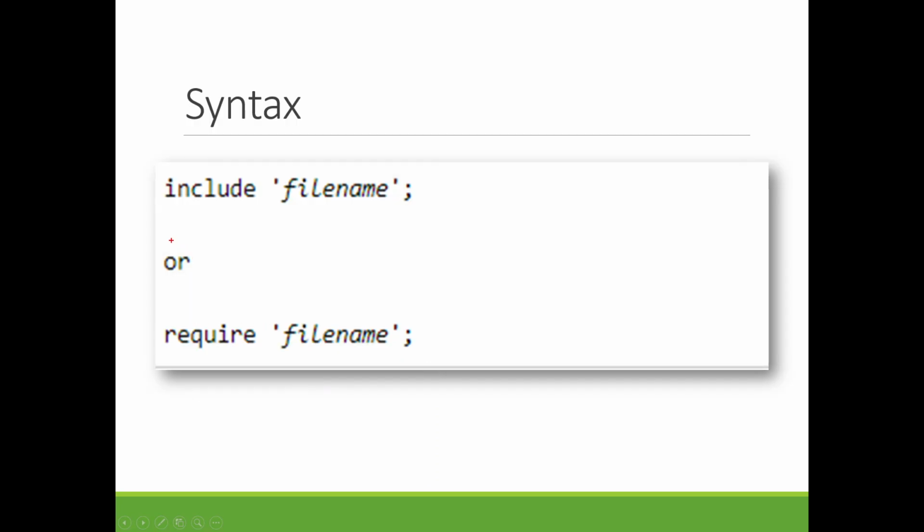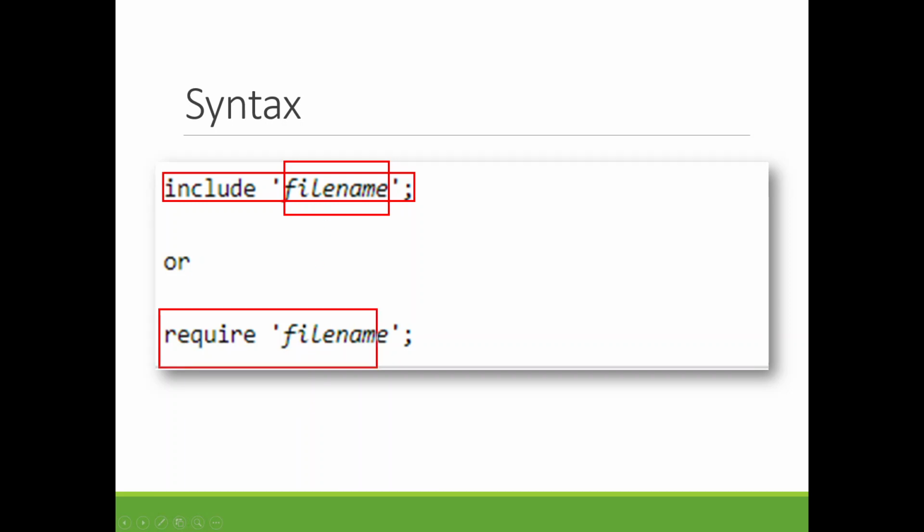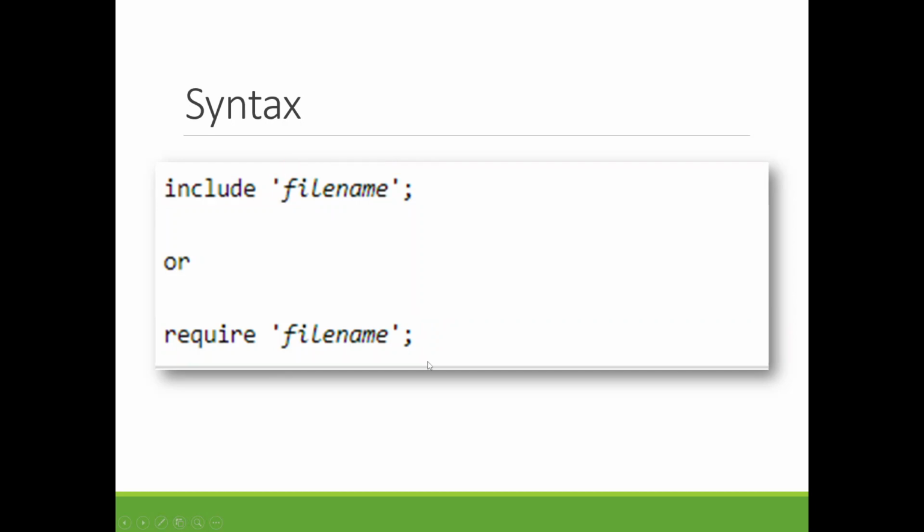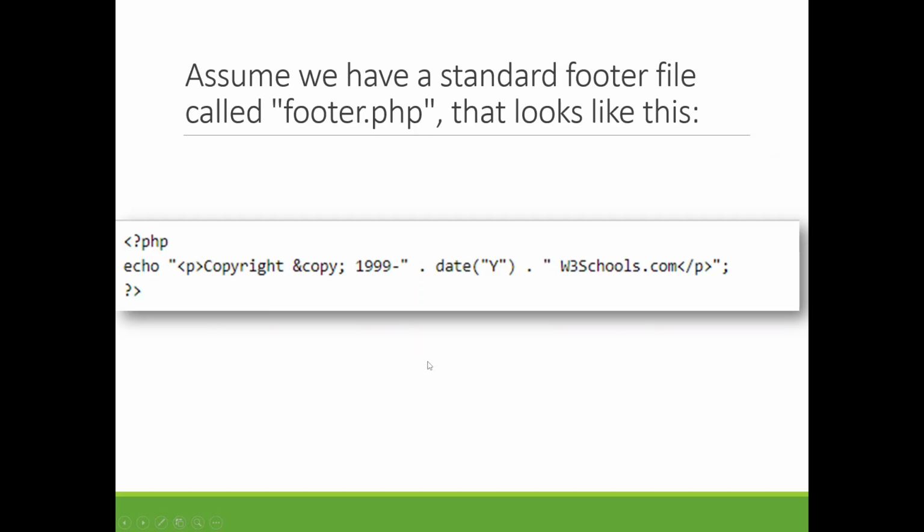So the syntax for that is just simply like that: the include keyword, then you can use double or single quotes, then the file name and the extension. Remember, this has to be the exact location where that particular page is. Similarly, for require, it is like that.